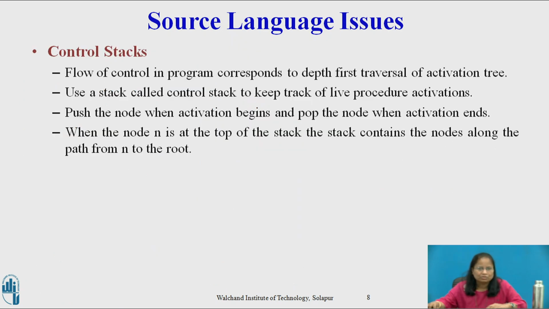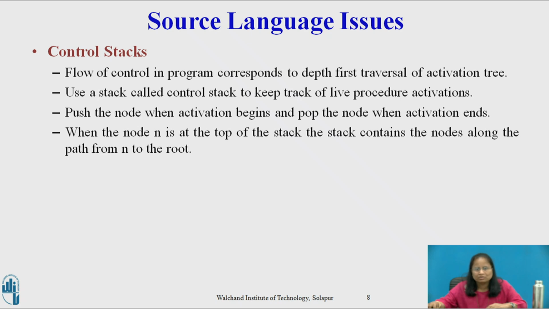Control stack. The flow of control in a program corresponds to depth first traversal of an activation tree that starts at the root, visits a node before its children, and recursively visits children at each node in left to right order. We can use a stack called control stack to keep track of live procedure activations. The idea is to push the node for an activation onto the control stack as the activation begins and to pop the node when the activation ends.